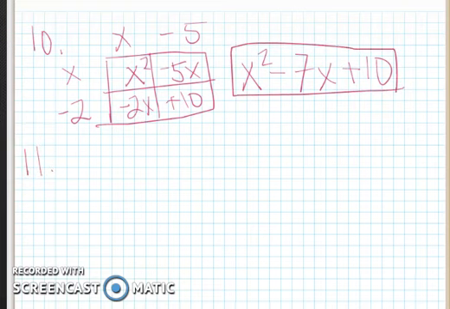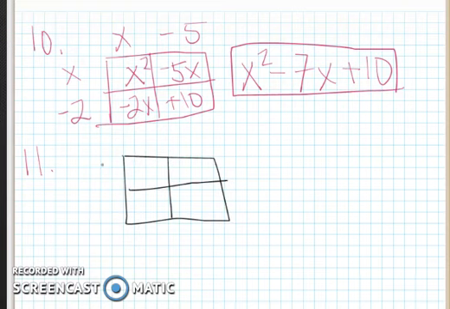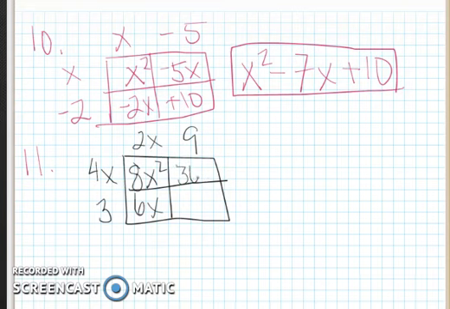Number 11. Again, I'm going to set the box up right away. We got a binomial times a binomial. And we get 4x plus 3, and we get 2x plus 9. 4 times 2 is 8, and x times x is x squared. 2 times 3 is 6x. 4 times 9 is going to give me 36x. And 9 times 3 is going to give me 27. Okay?